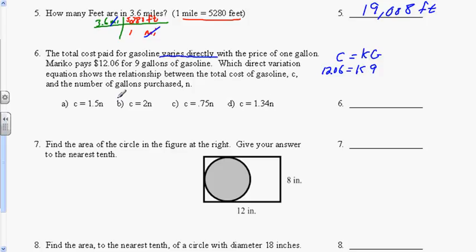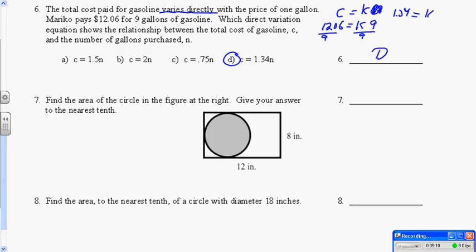Now I used a G, they used an N. So I could make this an N. That's not a problem. Divide by 9, because that'll tell us what the K was. If you divide both sides by 9, you'll get 1.34. And that represents the constant. So we would say C equals 1.34n. Should be D.